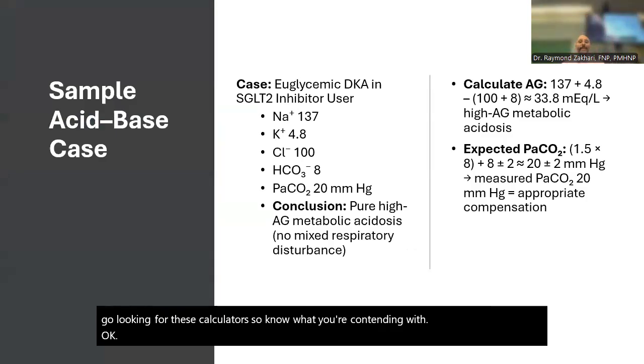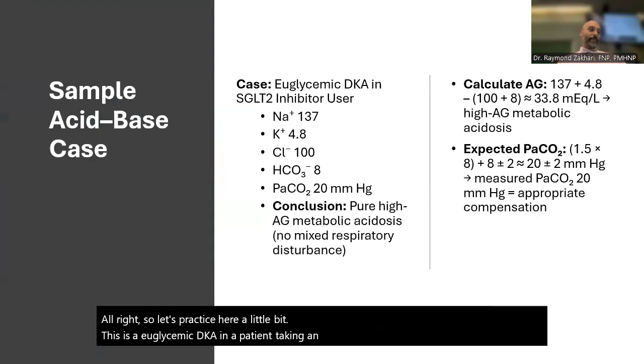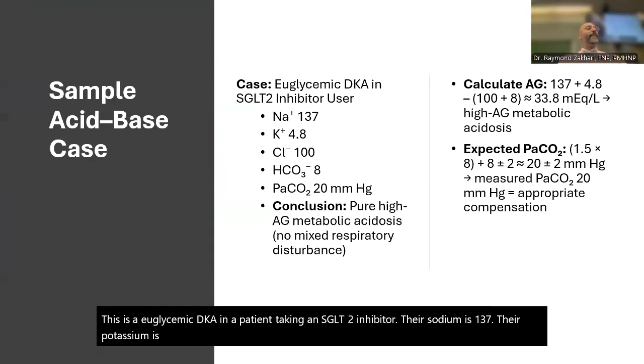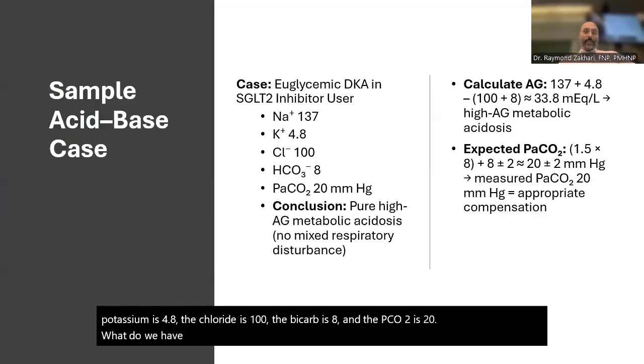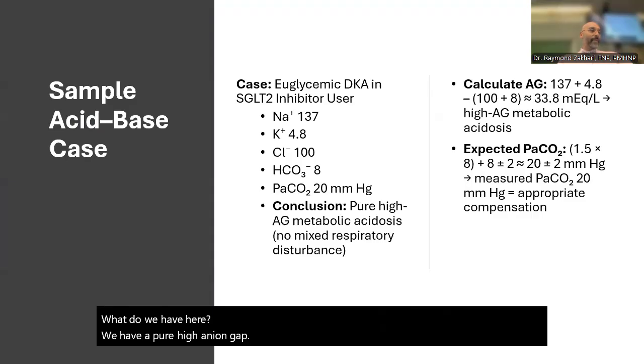All right, so let's practice here a little bit. This is a euglycemic DKA in a patient taking an SGLT2 inhibitor. Their sodium is 137, their potassium is 4.8, the chloride is 100, the bicarb is 8, and the PCO2 is 20. What do we have here? We have a pure high anion gap, right? What's the anion gap? Can someone calculate it?